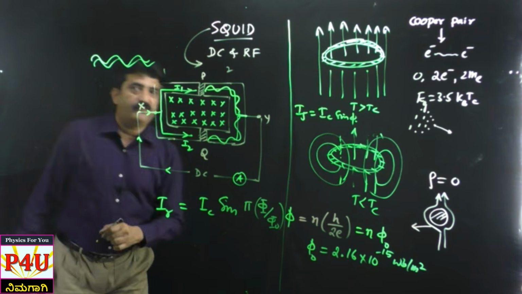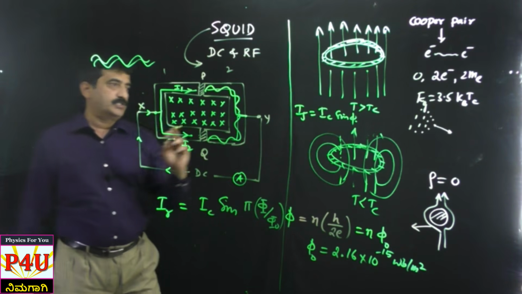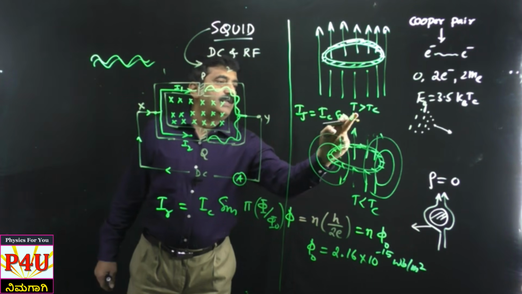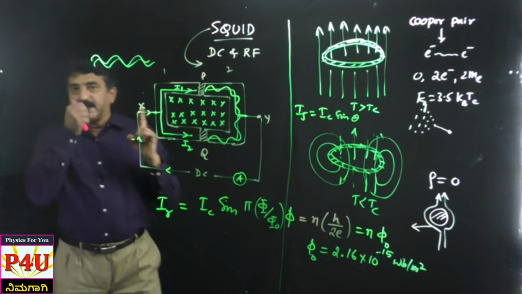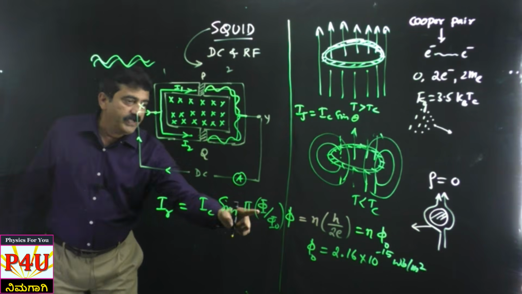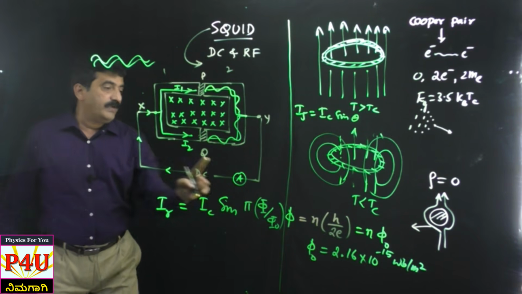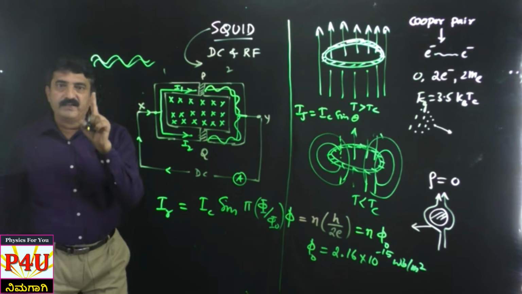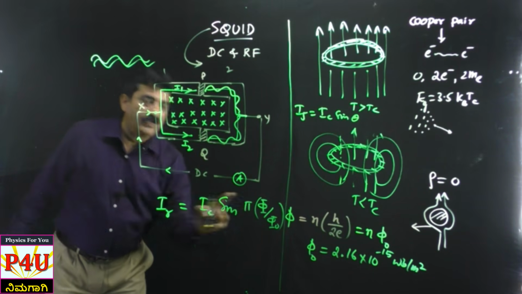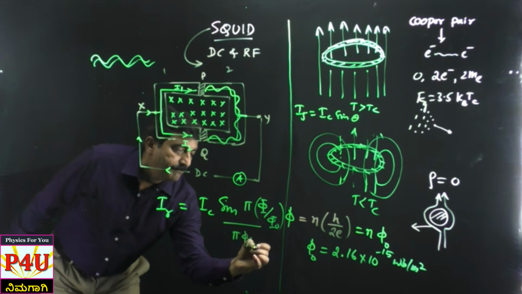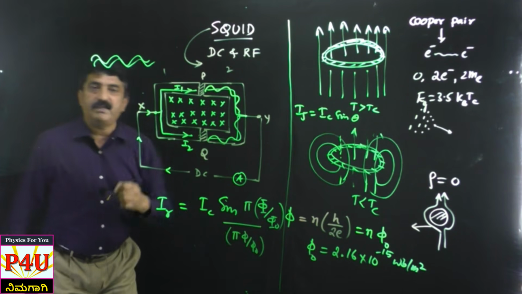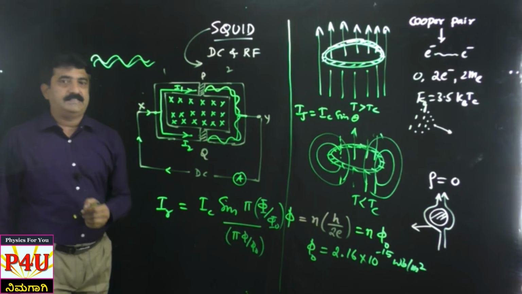See, there are too many phi's. Please don't get confused. Just to avoid the confusion, I write this phi for the time being as theta. Theta is the phase difference. Phi is not the phase difference. Phi is actually flux. Phi naught is the fluxon. So it is sine of pi phi by phi naught. This is the equation. We can prove this equation, but it is not necessary.